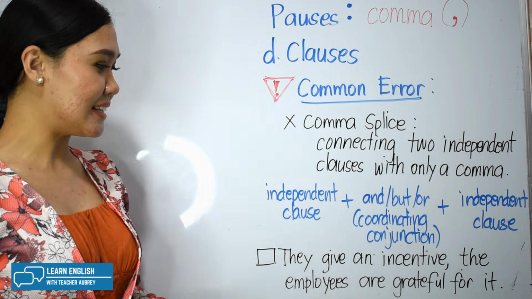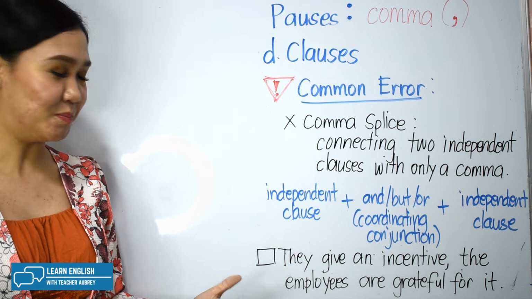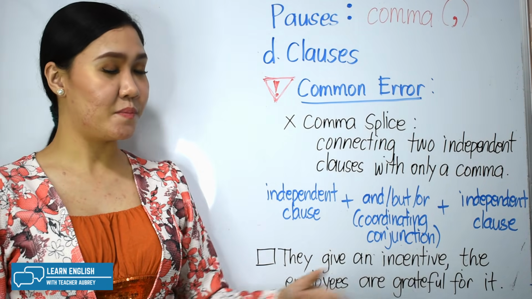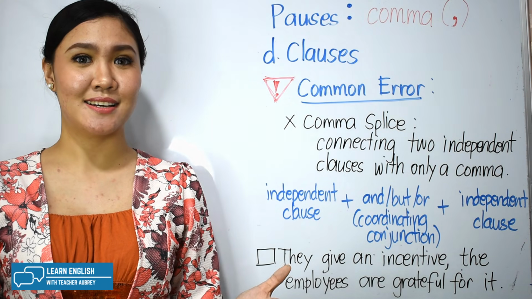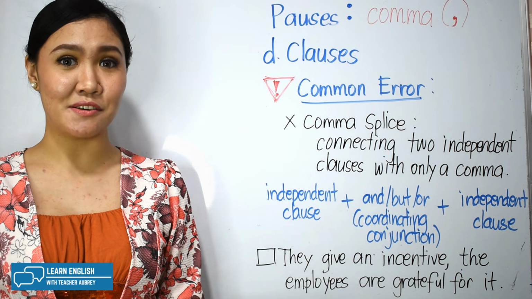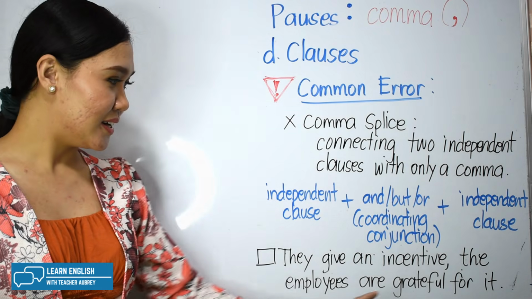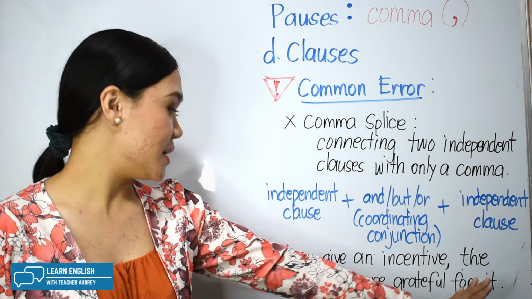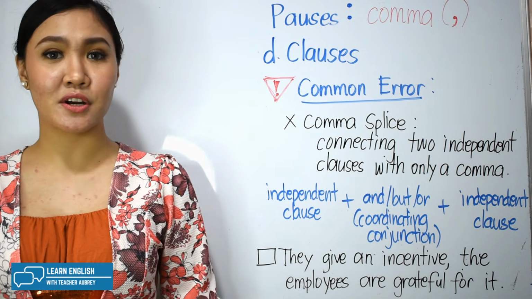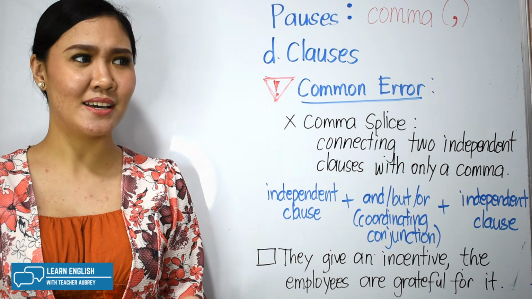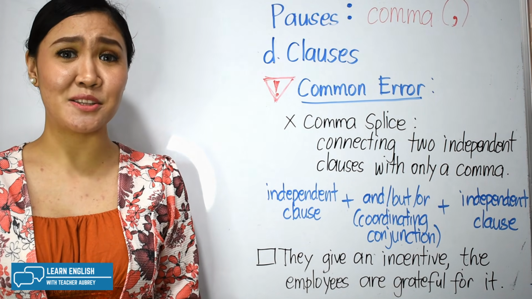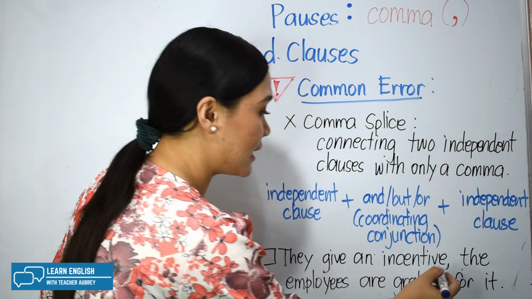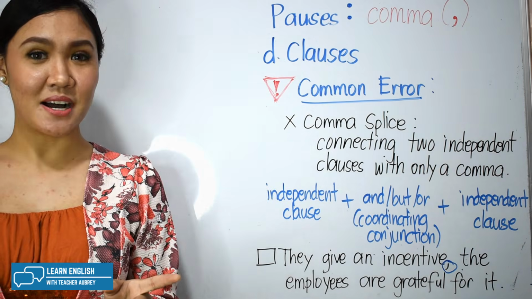Ngayon, subukan nating itama itong pangungusap na narito. Basahin natin. They give an incentive. That is an independent clause. Nagbigay sila ng incentive, isang buong pangungusap. Ginamitan ng comma. That is wrong. Itatama natin. The employees are grateful for it. Ang mga trabahador ay naging mapagpasalamat para rito. Isang buong pangungusap rin yun. Subalit ano ang mali? Na ginamitan natin ng comma.